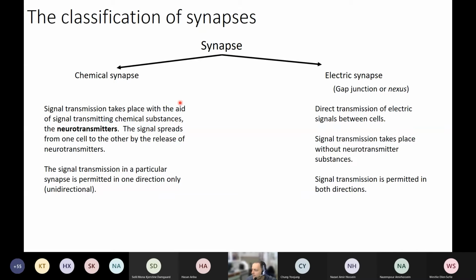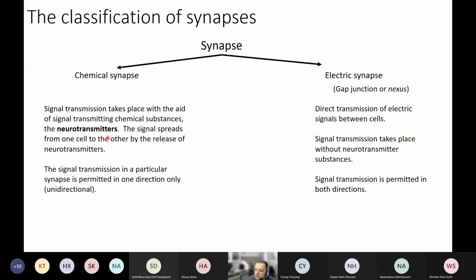the mammalian and also in the human central nervous system. So therefore, in the remaining part of the lecture, we will discuss the chemical synapse, which has a greater significance. Here you can compare them in this scheme. So in this case, the signal transmission takes place with the help of chemical substances. And these chemical substances are released from the first cell, and then they will act on the second cell.